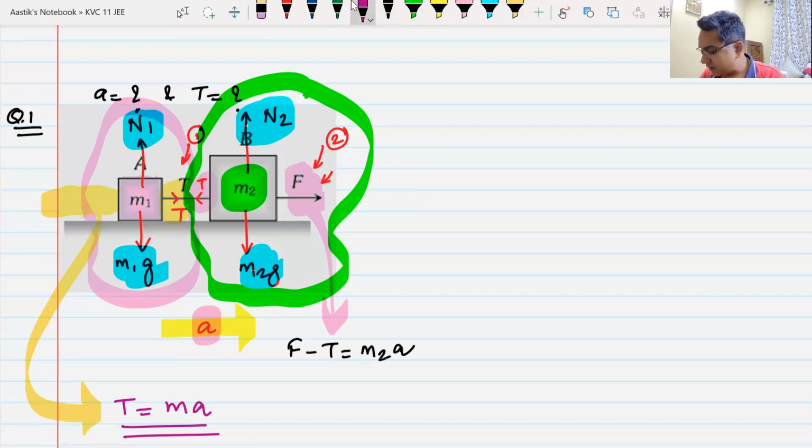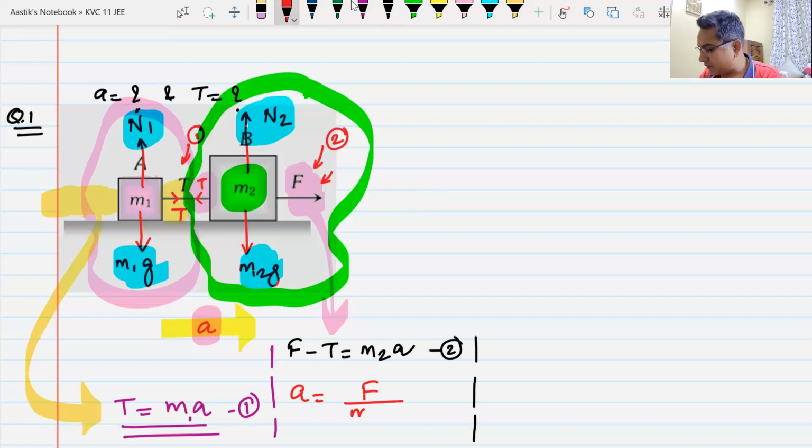Here it was M1A. I can add these equations, and if I call this equation number 1 and this equation number 2, I can add them up and get the value of A. The value of A that I will get will be F upon M1 plus M2.